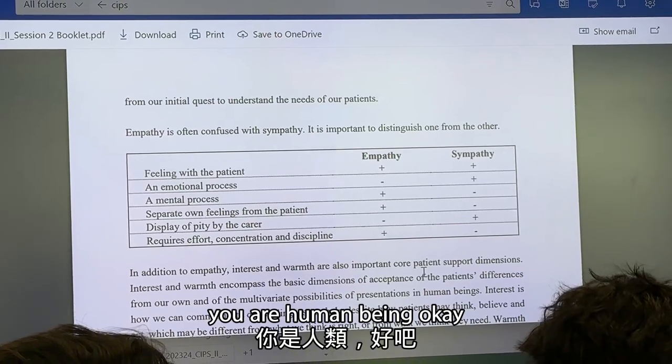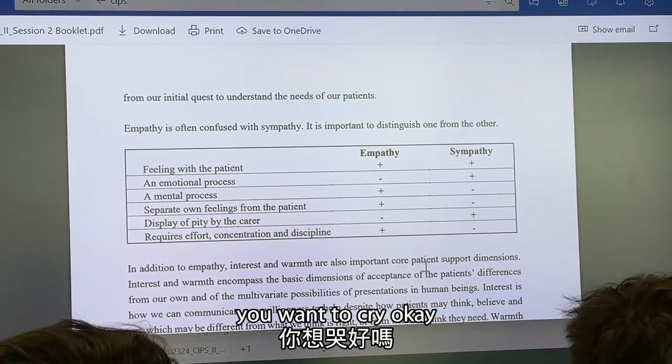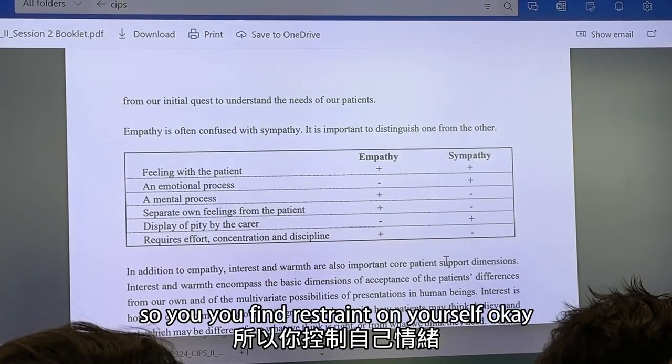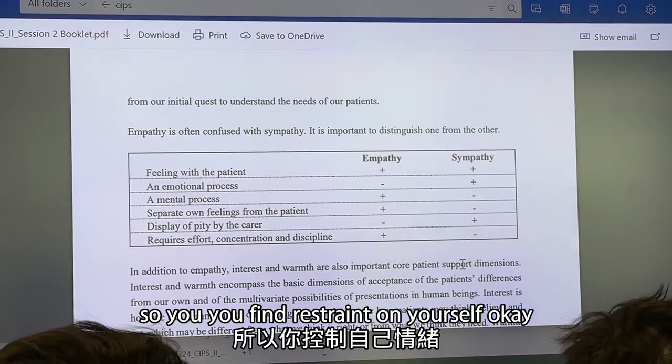You are a human being, okay? You want to cry, okay? But you stop the tears, okay? So you find some restraint on yourself, okay?